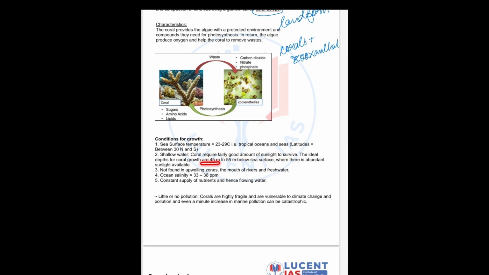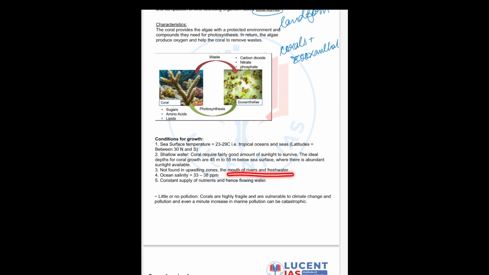Ideal depth of coral growth is 45 to 55 meters below the sea level, where abundant sunlight is available. Not found in upwelling zones. What are the upwelling zones? Where the cold and warm ocean current meets and leads to upwelling of the cold current from below. They are not found in upwelling zones.